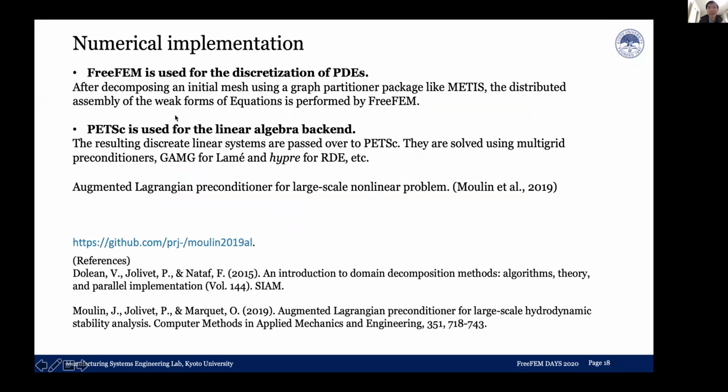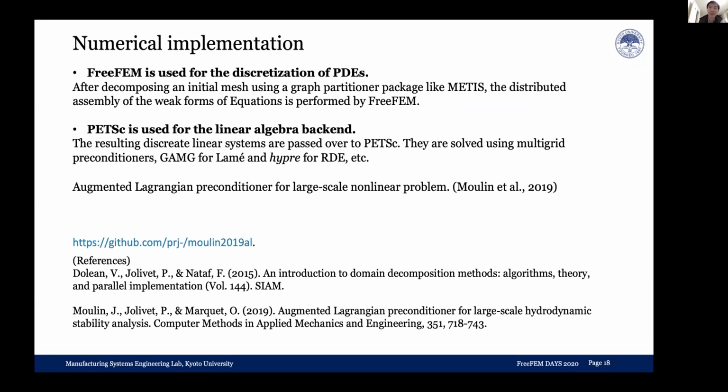Here we just quickly go through the parallel computing strategy since PL has already discussed this morning, and he will give an in-depth talk in the tutorial session. So in our framework, after decomposing the mesh using the partitioner like METIS, the distributed assembly of the weak forms of the PDEs is performed by FreeFEM. And after that, the discretized linear systems are passed over to PETSc.